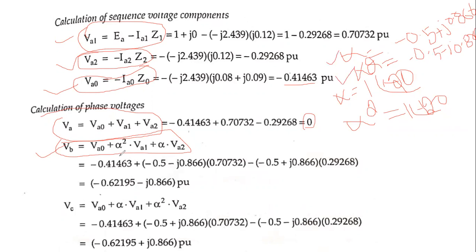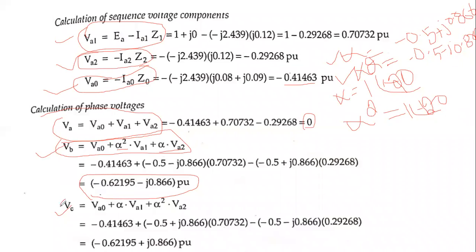We substitute these alpha square and alpha values, and VA1 and VA2, then we obtain the VB value. Okay, understand? Next we calculate the VC.